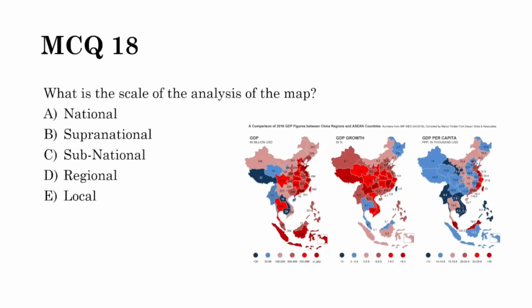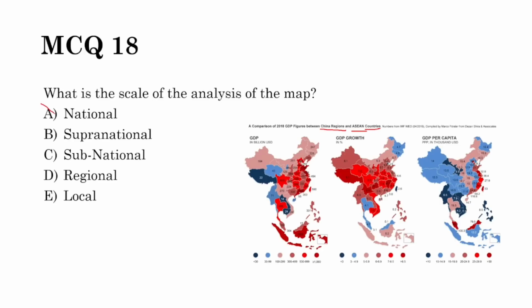So what's the scale of analysis of the map? Well, we're looking at GDP growth, and GDP per capita across different countries in Southeast Asia. We're actually looking at a supranational organization here, the Association of Southeast Asian Nations. And we're looking at China regions and the countries. So that's very, very important here because we're not looking at different countries. We're looking at both regions and countries here.